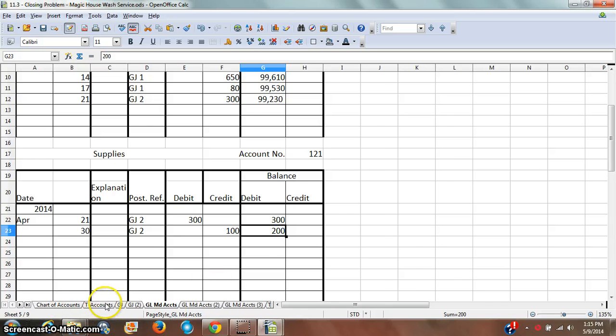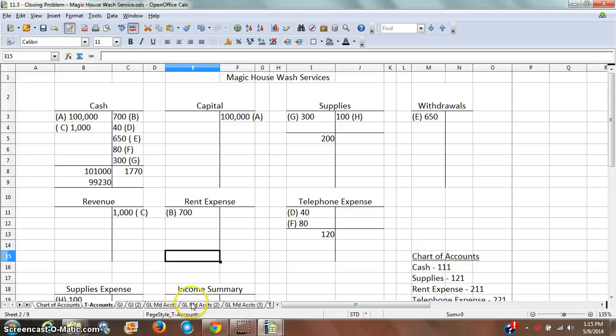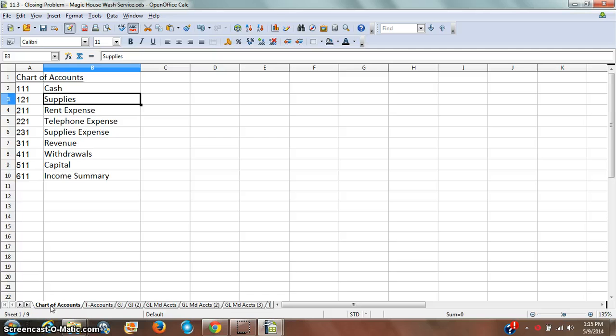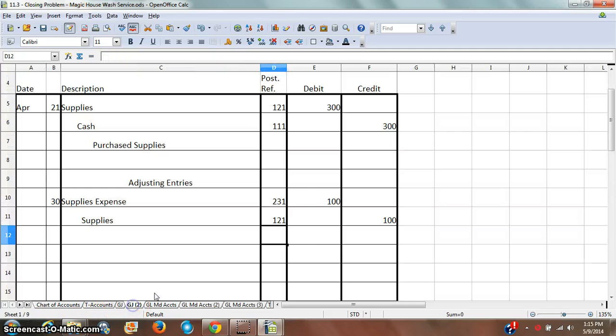So that is all I need to do for this. I've successfully posted these two accounts. Well, after I put in the posting reference number. Yep, that's the correct posting reference number. So now I've successfully posted my adjusting entries to the general ledger. Or let me say that again. I've journalized these adjusting entries in the general journal, and I posted them to the general ledger.